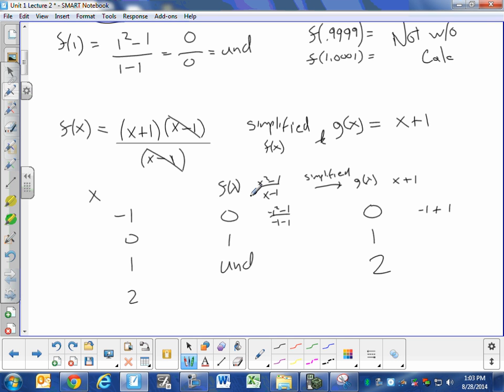I can plug in 2. I get 4 minus 1 is 3. 2 minus 1 is 1. 3 divided by 1 is 3. I plug in 2, I get 3.